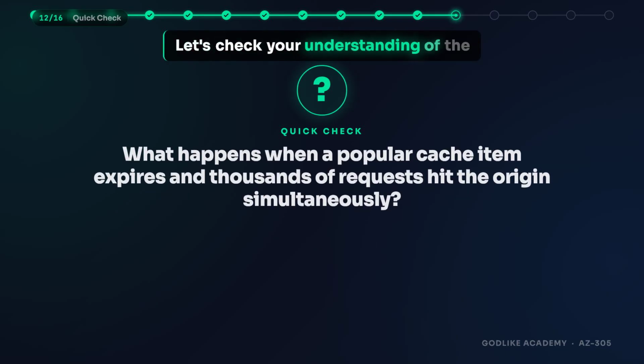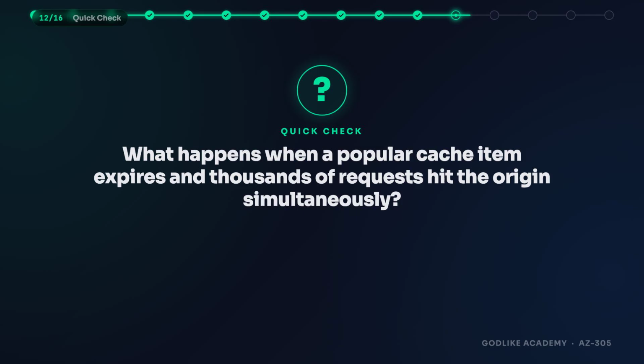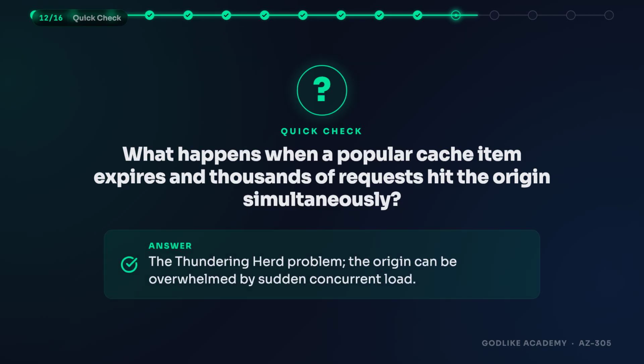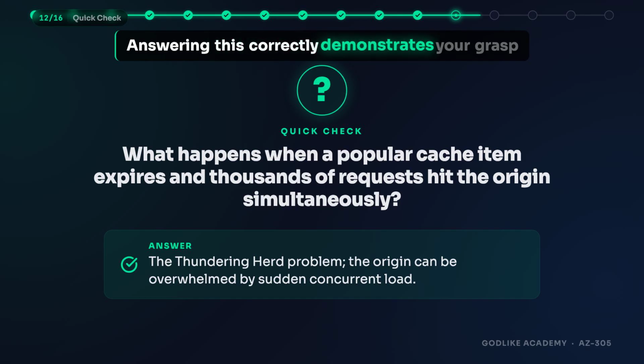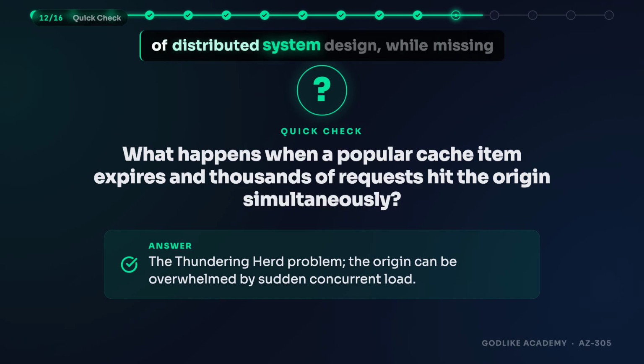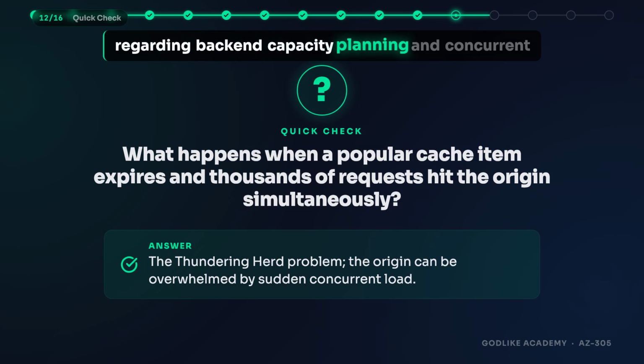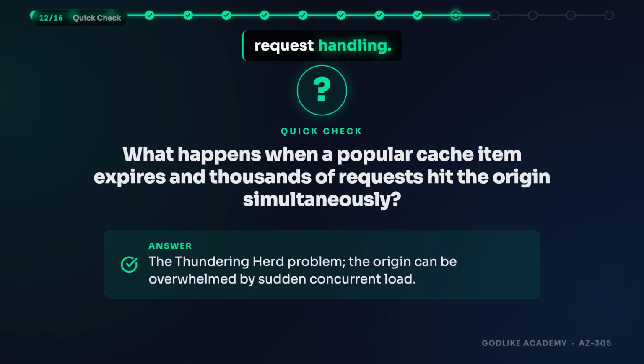Let's check your understanding of the workflow. Consider a scenario where a popular image expires from the CDN cache at the exact same moment that thousands of users request it. What is the primary risk to your origin server in this situation, and what is the industry term for this phenomenon? Answering this correctly demonstrates your grasp of distributed system design, while missing it reveals a dangerous blind spot regarding backend capacity planning and concurrent request handling.